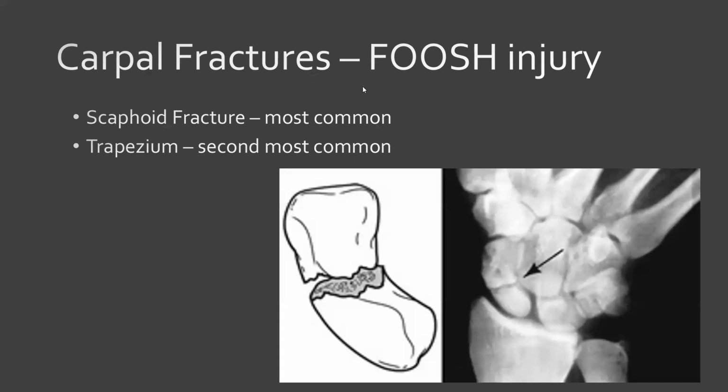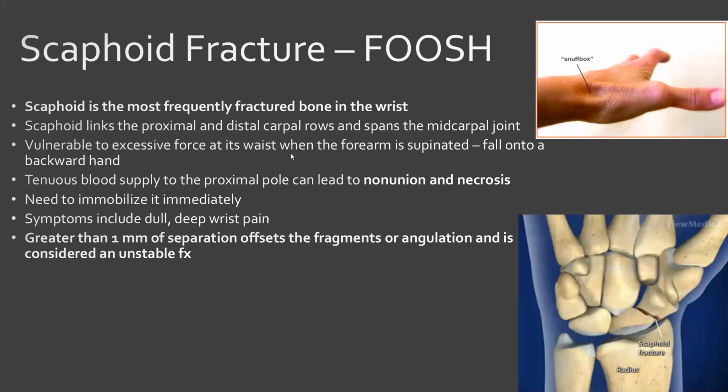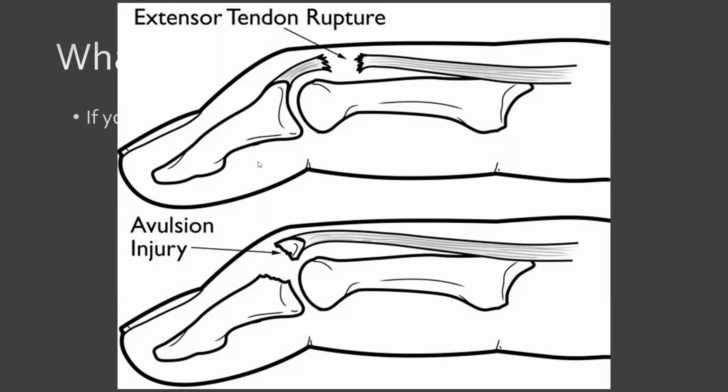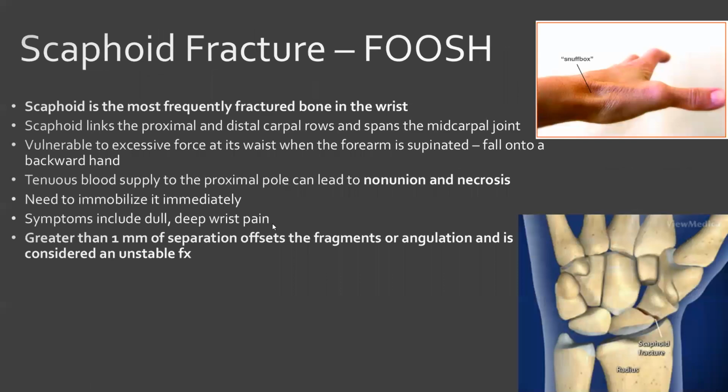All right, your carpal fractures: the scaphoid and trapezium can get injured kind of frequently. The other one that you'll see here would be an avulsion injury on the pisiform. Typically, if you fall onto an extended wrist, you are at risk for fracturing either side of the wrist. So that can happen.